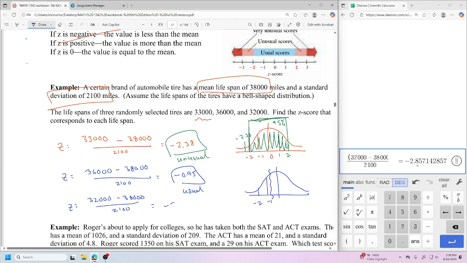Yep. Negative 2.857. And so, yeah, this would be unusual yet again. Way, way out there. Almost to the 3 mark, and 3 is very unusual. So that was like a whole lot of donuts in the parking lot.